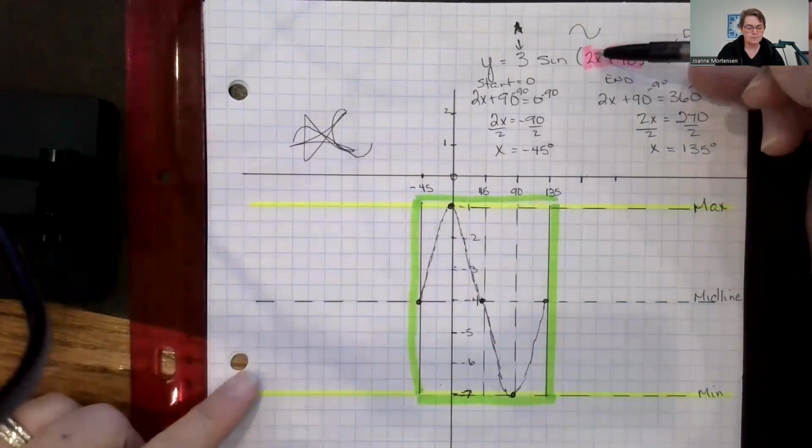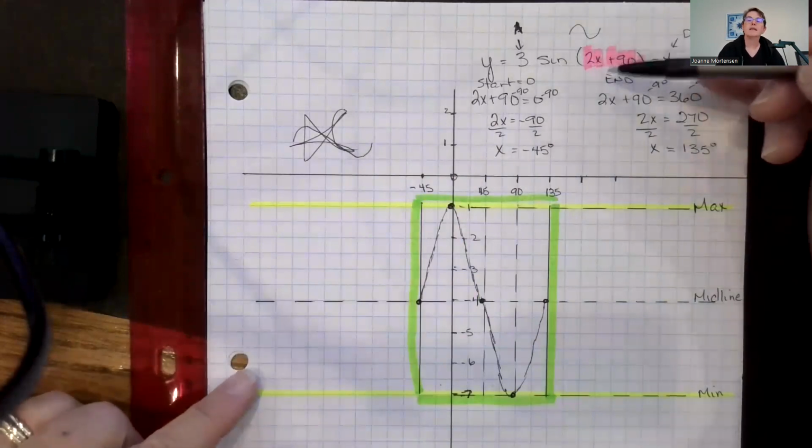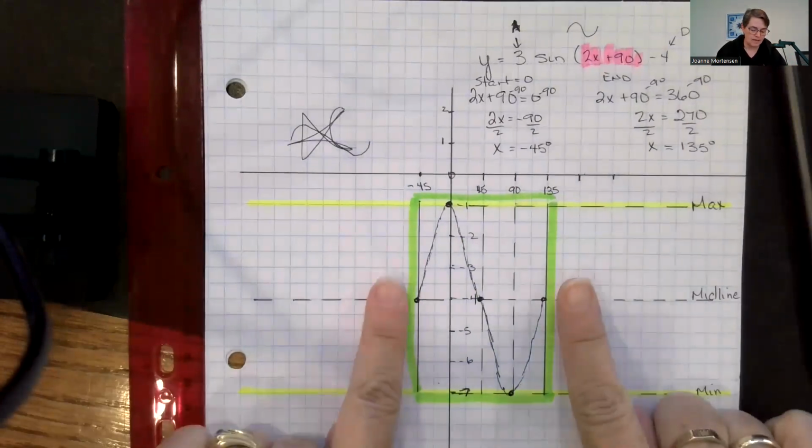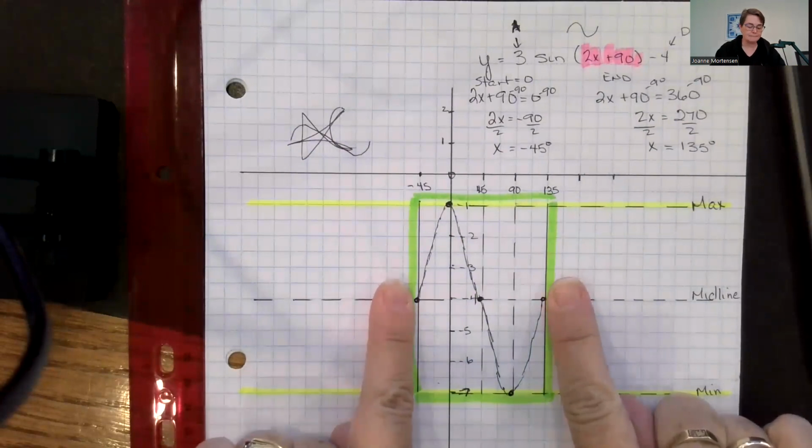Now the 2, that's my B value. That says it's going to be compressed. So it should be less than 360. So I went from minus 45 to 135. I think that's 180.